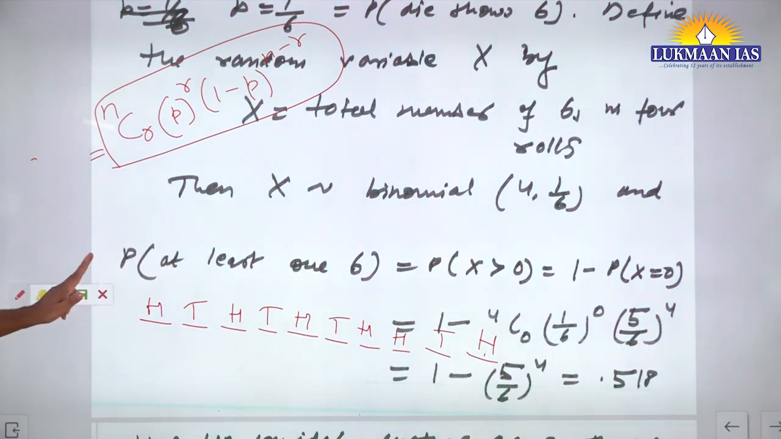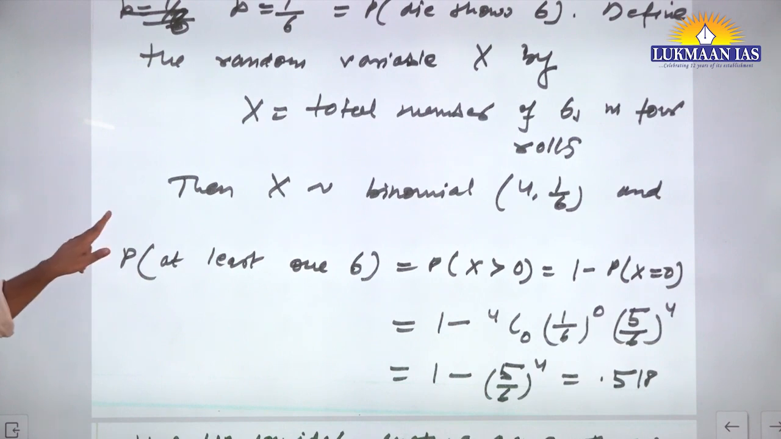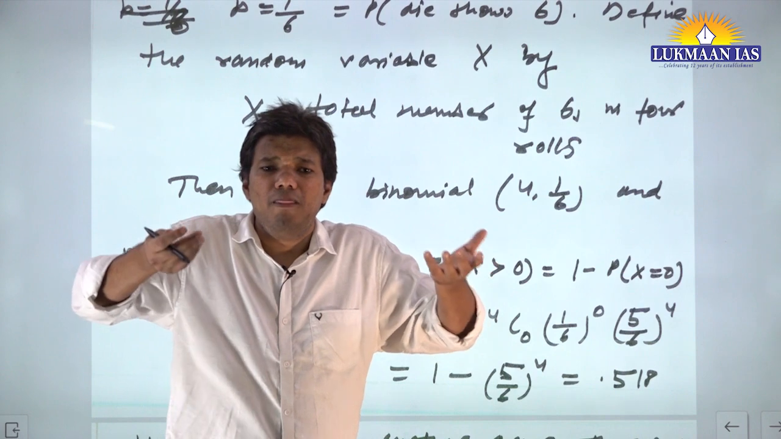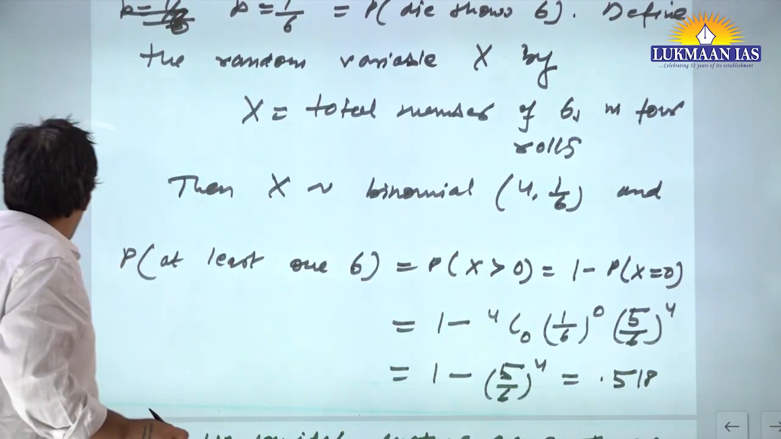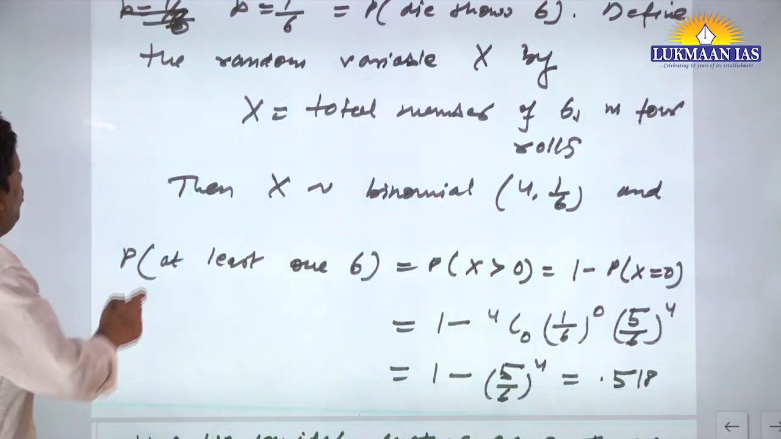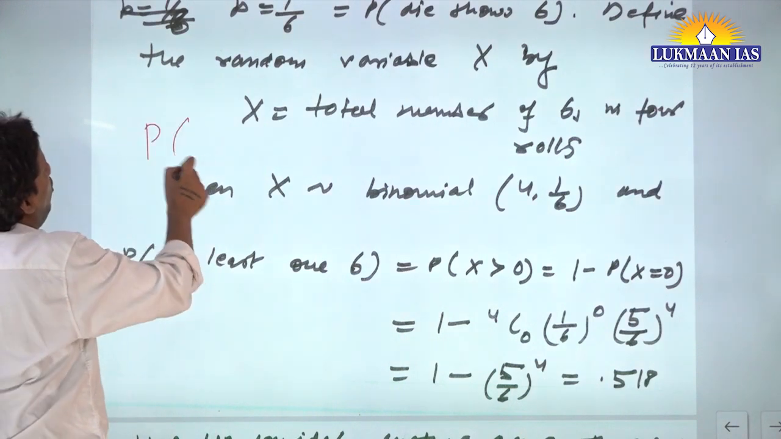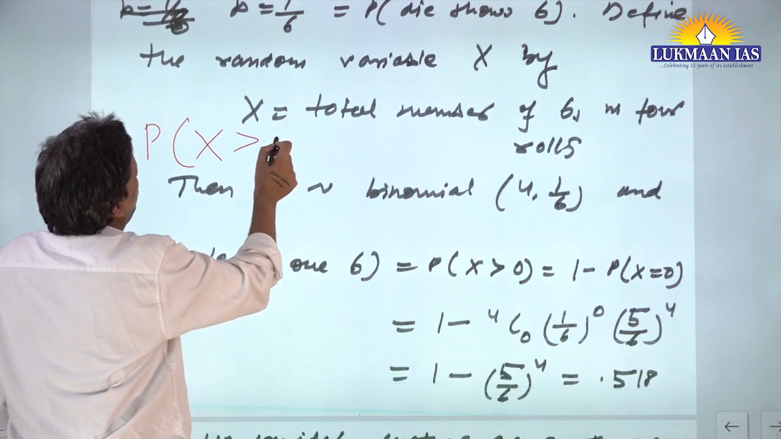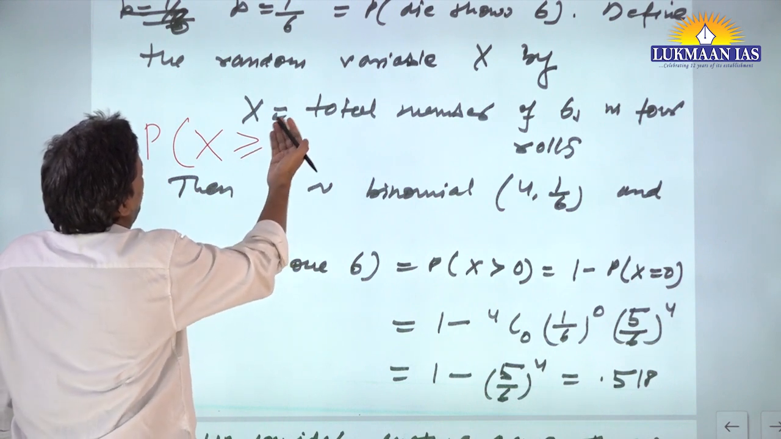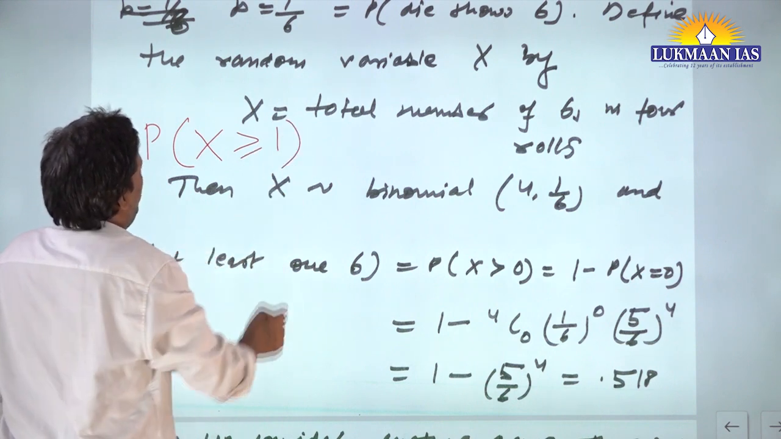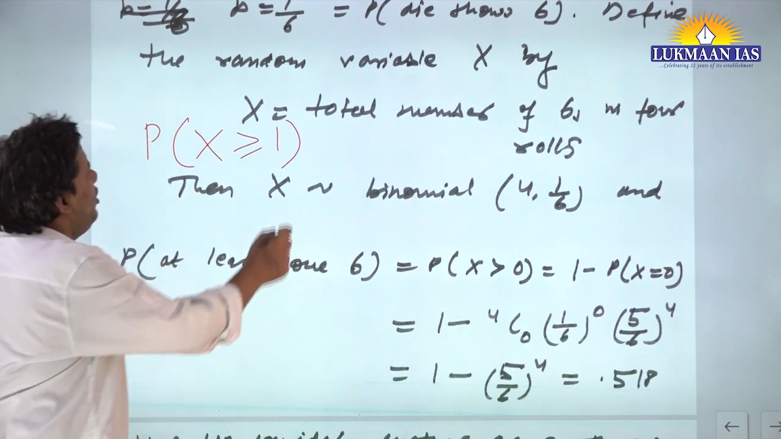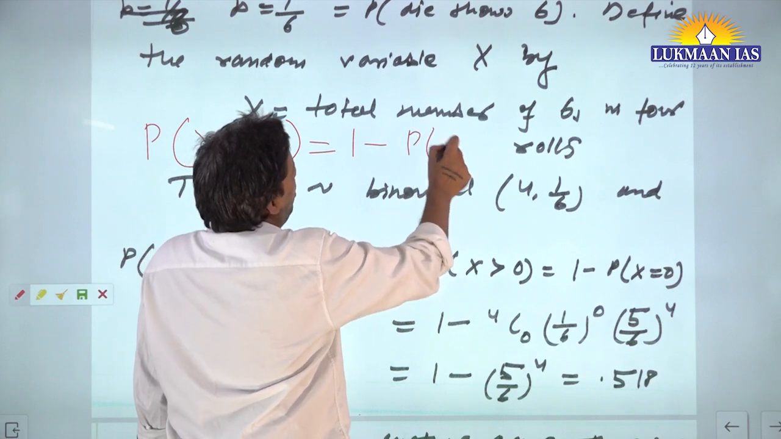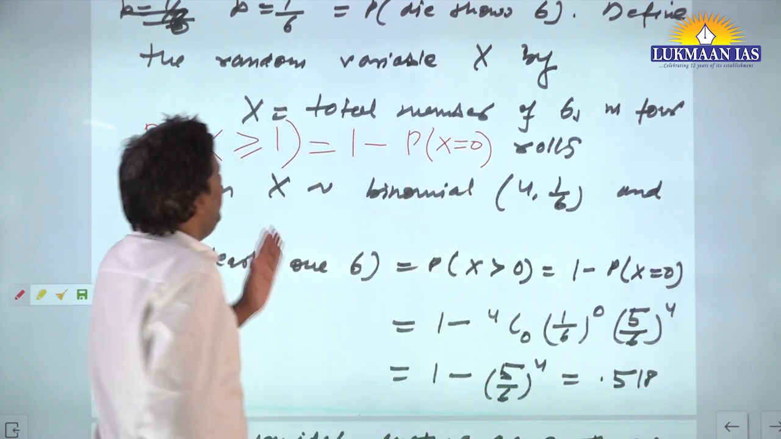So first, how do we do it? We solve with binomial. What you are looking for: out of 4 rolls, at least one 6. What you have to look for is the probability of at least one, right? This probability you are looking for, and everyone knows this is given by probability of x is equal to 0, right?